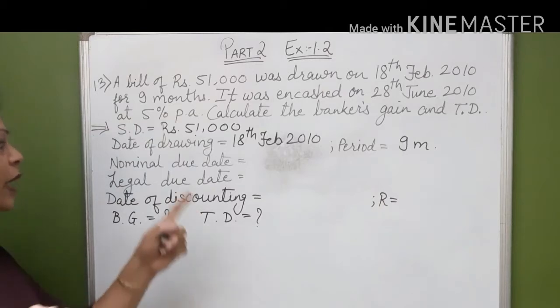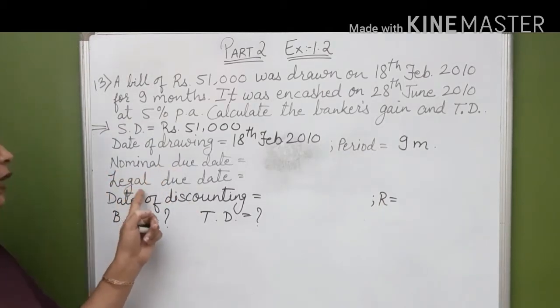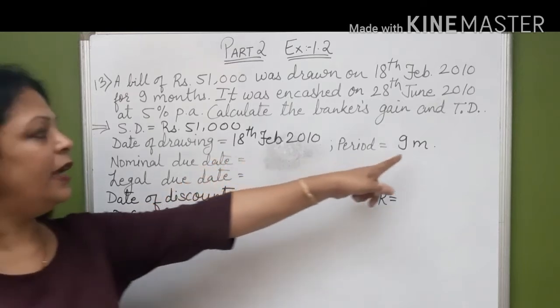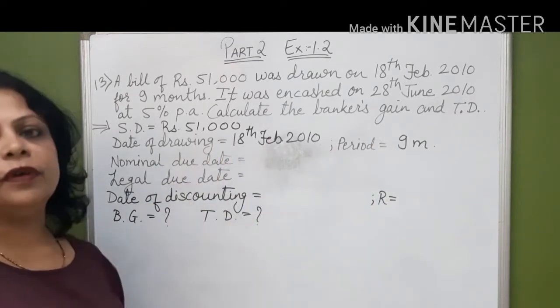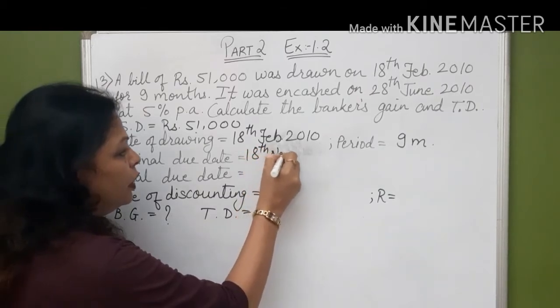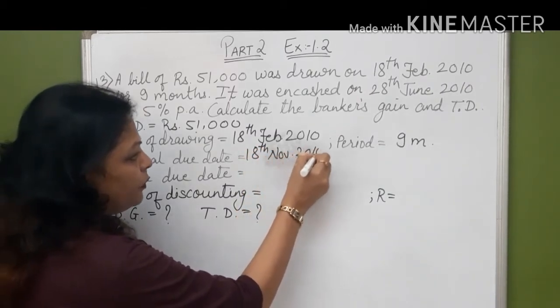Now from this you can calculate the nominal due date and legal due date. What will be the nominal due date? It will be 9 months after 18 February. So it comes 18th November 2010.